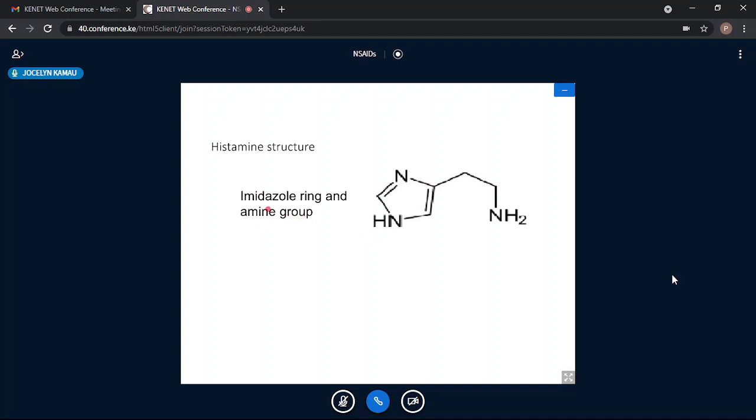The imidazole ring and the amine group. So there we are. This is now our imidazole group. That is our imidazole group, with two nitrogens separated by a carbon. And then this is our ethylene moiety leading to our amino group. We are going to look at that structure later.